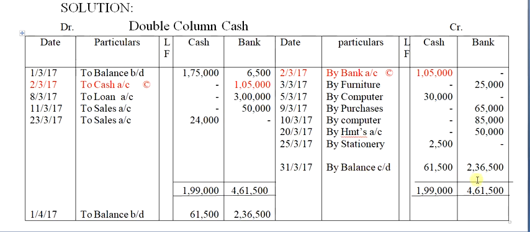bank balance 2,36,500. The same will become the opening balance on the opening date, that is on 1/4/2017. To balance brought down. Opening balance of cash, how much will be there? 61,500. The same closing balance will become the opening balance.